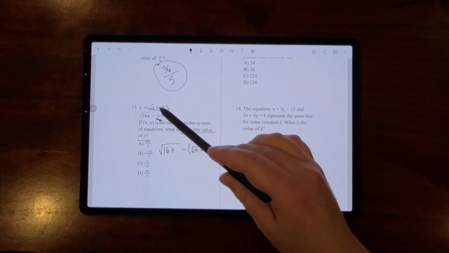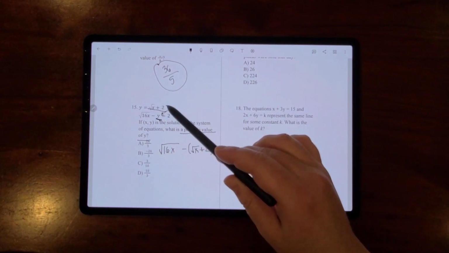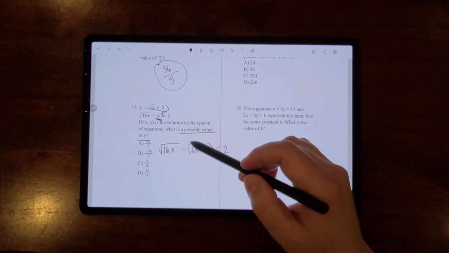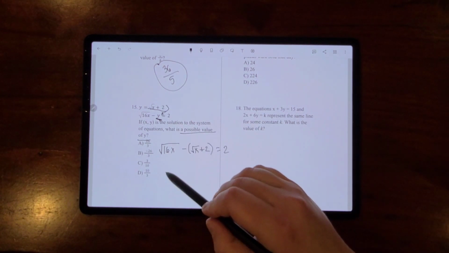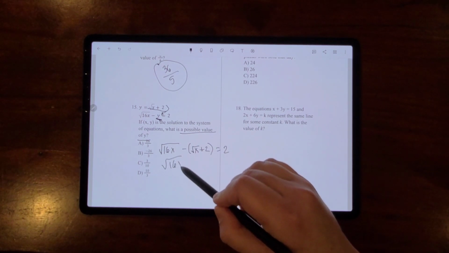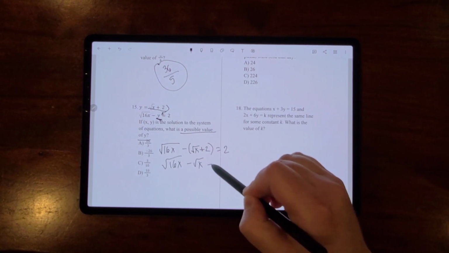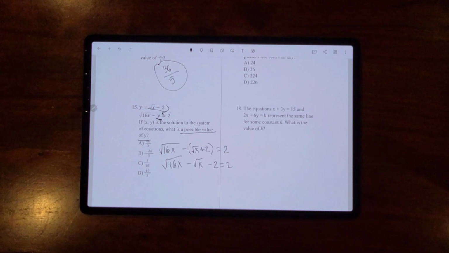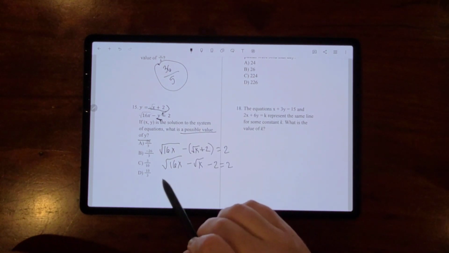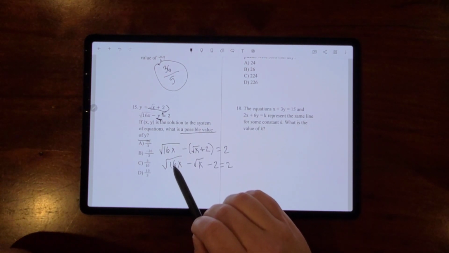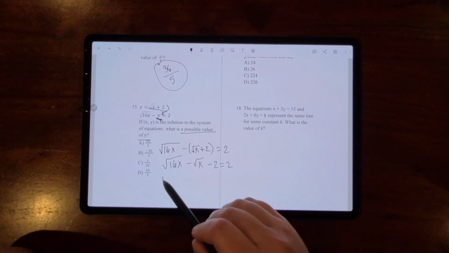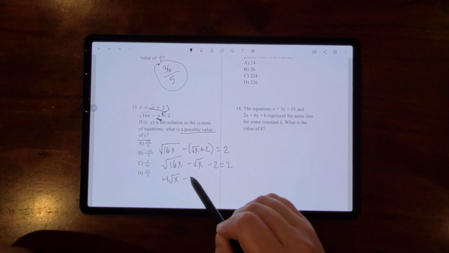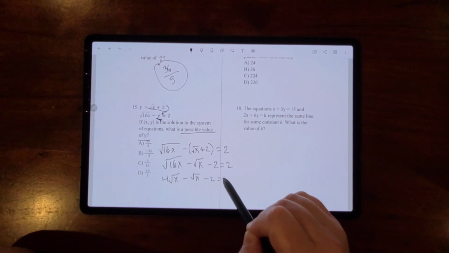So all I did was substitute in root x plus 2 for y in the second equation, and now I'm going to distribute that minus sign to each of the terms in parentheses. So that's going to be root 16x minus root x minus 2 is equal to 2. Now, root 16x, 16 is one of our perfect squares, where 4 squared is equal to 16, so I can take out a 4. So then I have 4 root x minus root x minus 2 is equal to 2.